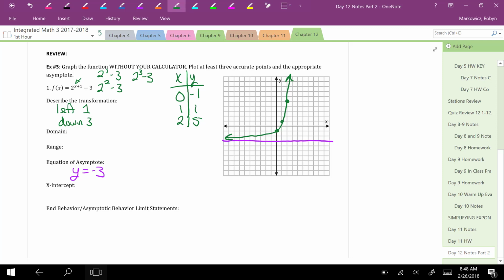Questions on graphing exponentials. It's been a while since we've done these, right? But we remember how?